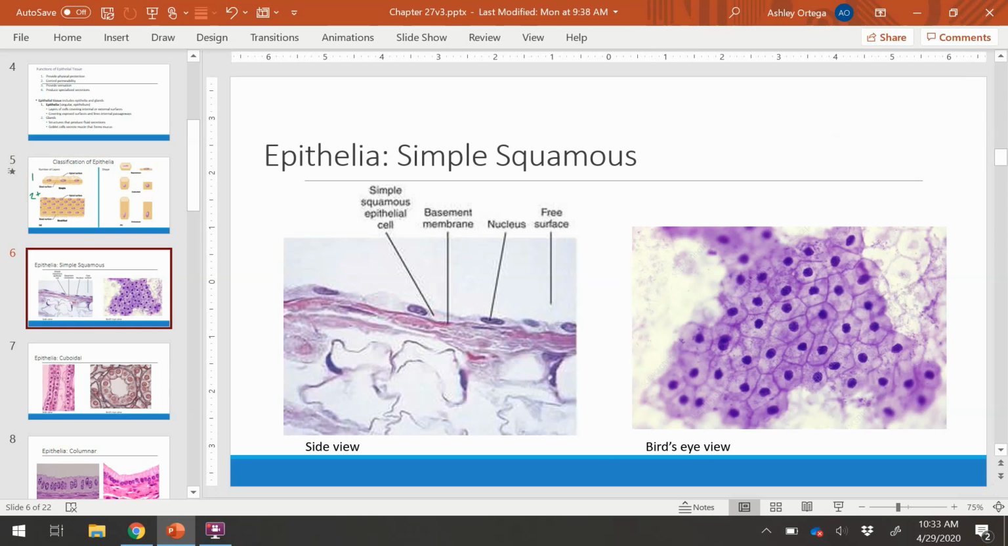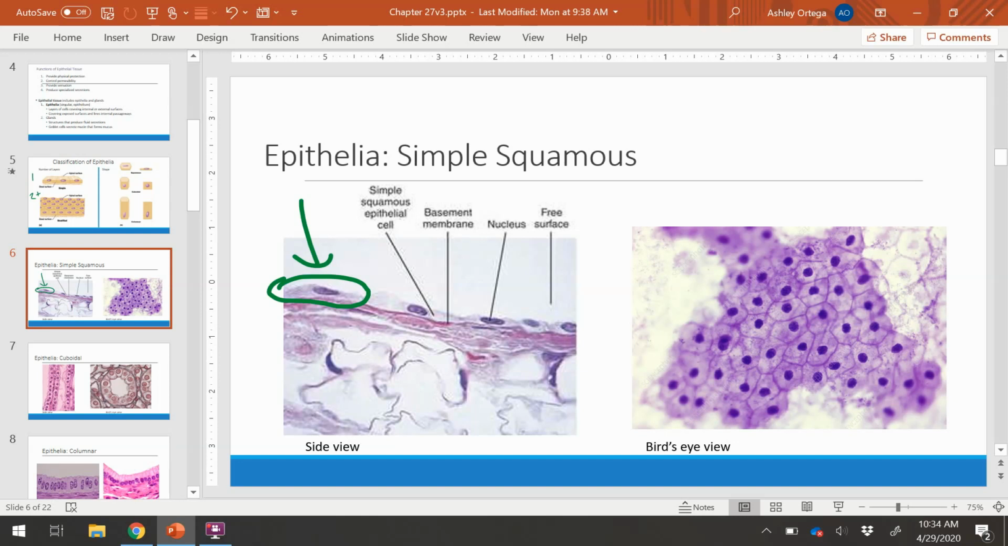And so looking at simple squamous, that's one layer of the flat-like cell. The side view here, in real images, can be very hard to see because it's so flat. You're looking for really the cell shape and then the nucleus, which is that nice dark purple circle within the whitish lavender purple circle. And so that is going to be simple squamous, one layer of the flat cell.